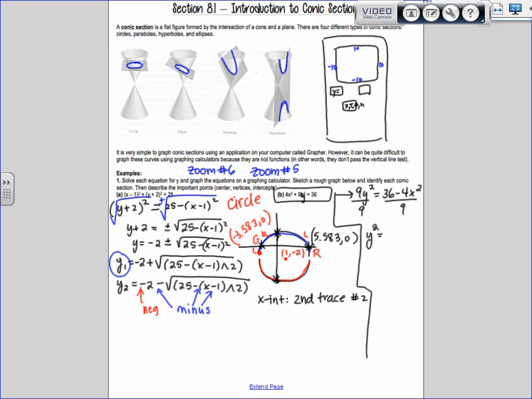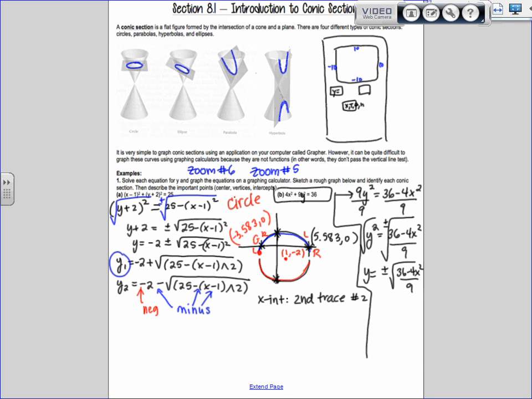So you have y squared equals 36 minus 4x squared over 9. Take the square root of both sides, plus or minus. So I get y equals plus or minus the square root of 36 minus 4x squared over 9.